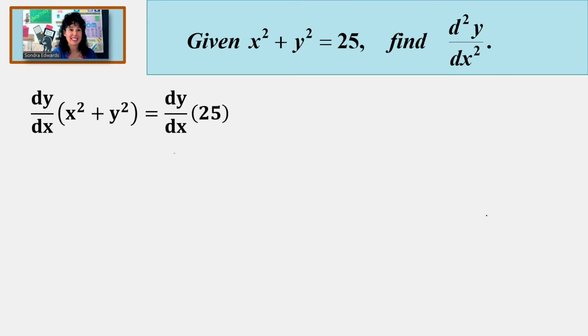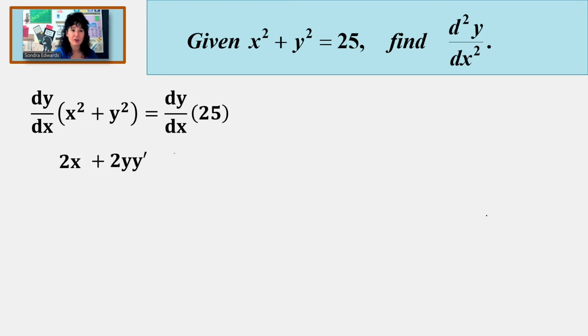Okay, so I'm going to find dy dx. I'm taking the derivative of both sides. But because it's with respect to x, anything that's not an x is going to be treated like that input function, and we'll need to chain on its derivative. So the derivative of x to the second is 2x, but for y squared, that's going to be 2y to the first y prime.